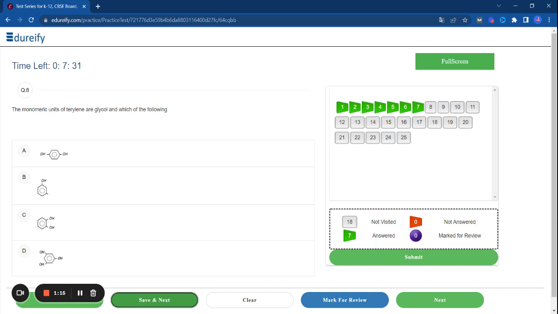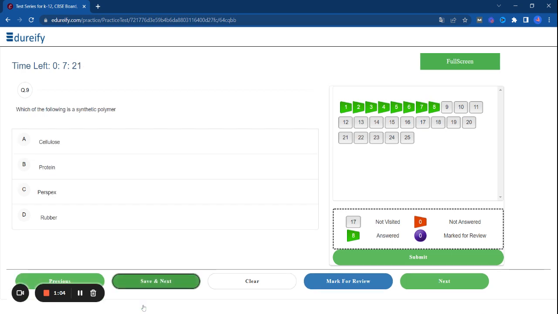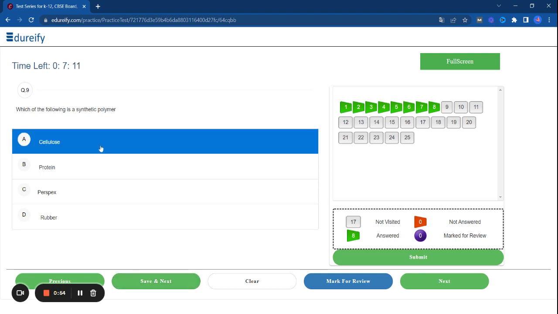The monomeric units of pterylene are glucose and which of the following? So B. Save and next. Which of the following is a synthetic polymer? Cellulose, protein, perspex, and rubber. Synthetic polymer.